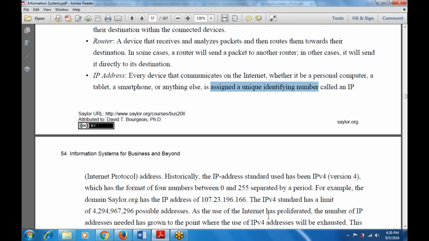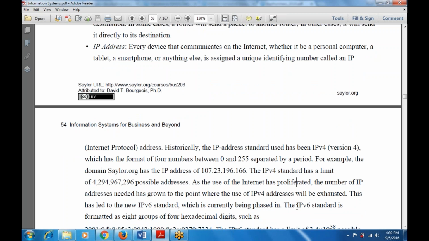There are two versions of the IP address: IPv4 and IPv6. IPv4 ranges from 0 to 255 in each part. For example, the domain sailor.org has the IP address 107.23.196.166. This is one example, and the IPv4 standard has a limit.